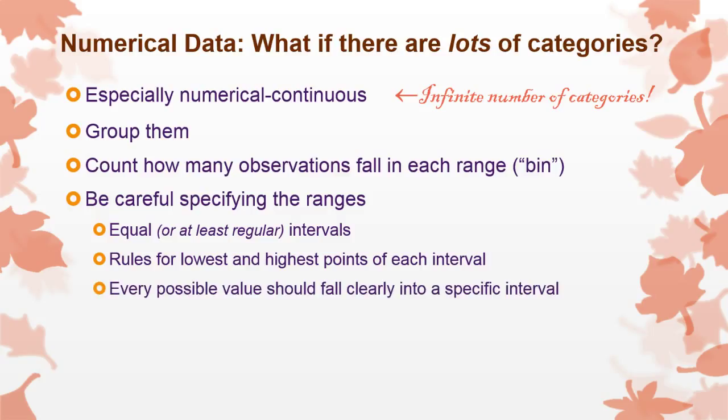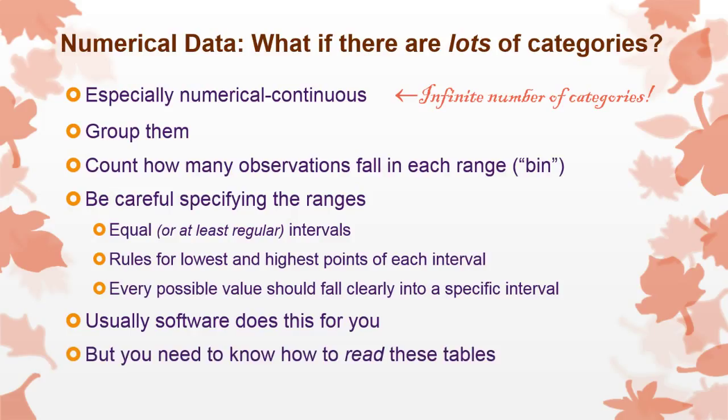And you have extremely clear rules for deciding where every single possible value could fall, so that there's never any question of which bin or which category or range some value is in. Now, usually software does this for you, and you don't have to worry about it, but sometimes you have to tweak the parameters and adjust the number of bins, etc. And you absolutely need to know how to read a grouped frequency table.